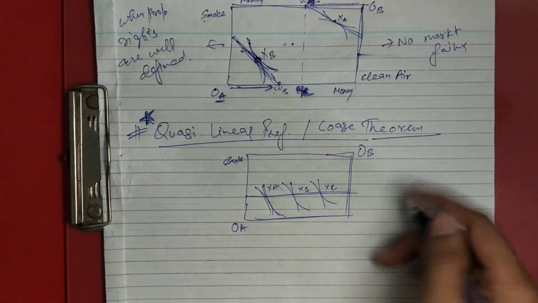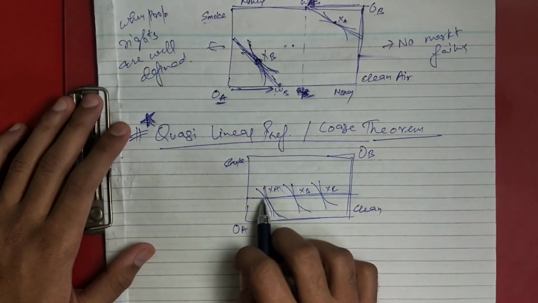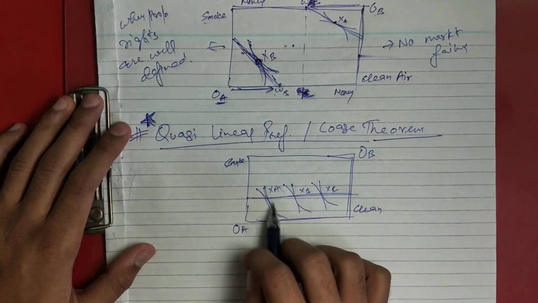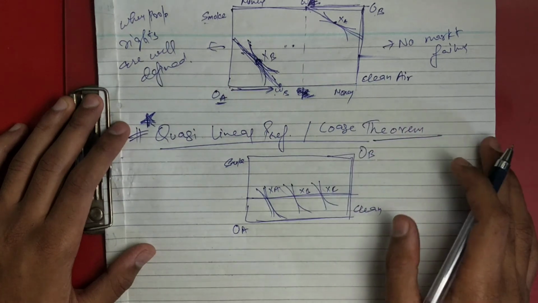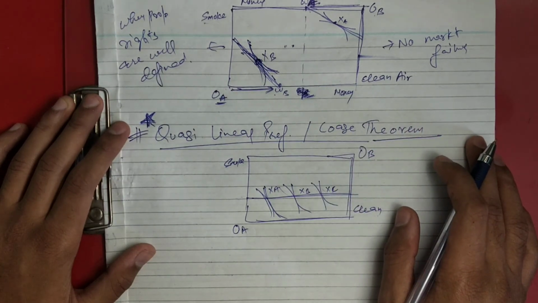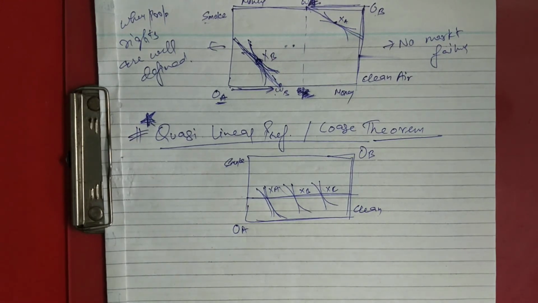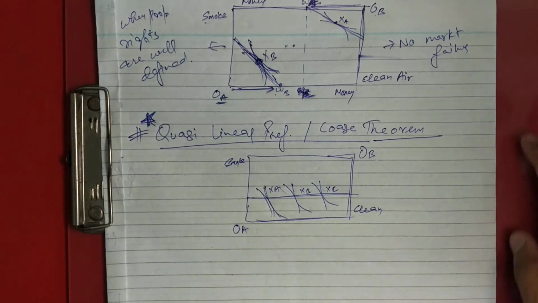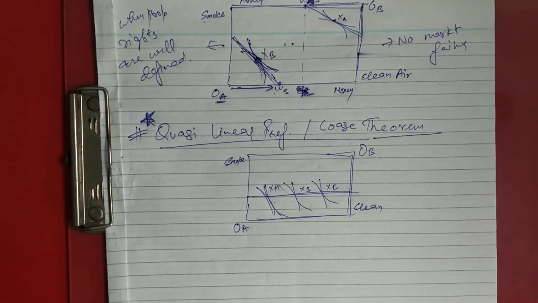Okay, so it is like this. The equilibrium will come on this line, and irrespective of the assignment of property rights, there won't be any inefficiency. So this was the quasi-linear preference case. This result, in which the externality is independent of the distribution of property rights, is known as the Coase theorem.